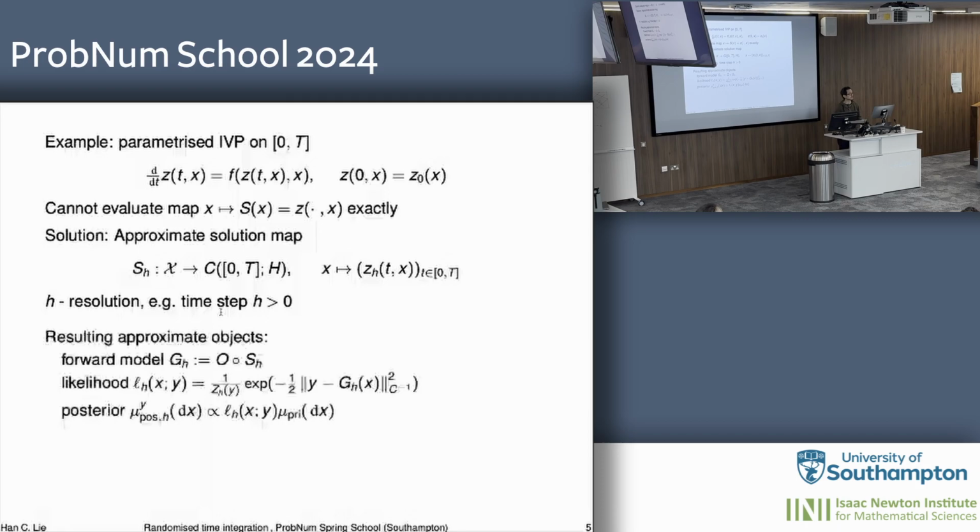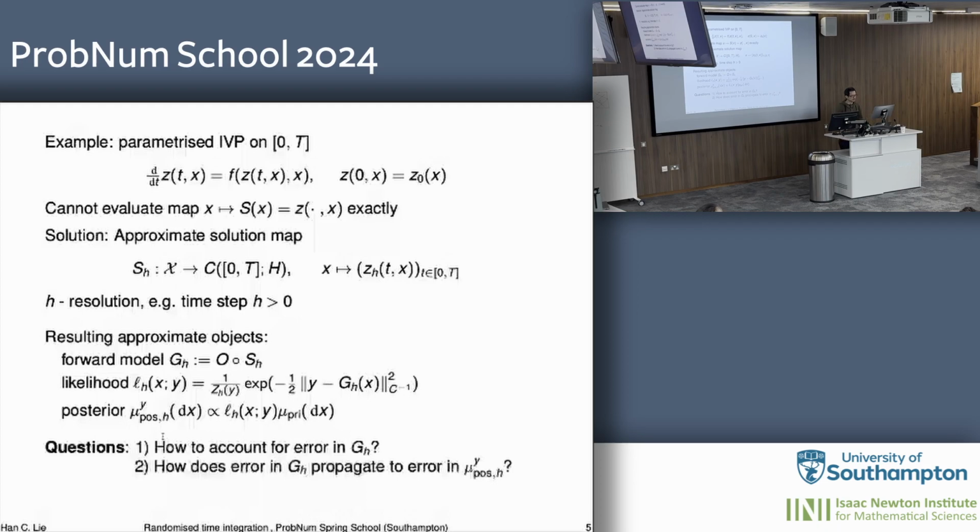So the resulting approximate objects are exactly as you would expect, right? We feed the approximate solution operator S_h to the observation operator, and this gives us an approximate forward model G_h. We can then put G_h into our likelihood, combine it with our noise model, and now we get an approximate posterior, mu^y_post,h, which depends on our resolution parameter h. And the natural questions are, how do we account for error in our approximate forward model? And second, how does the error in the approximate forward model then propagate to the error in our posterior?